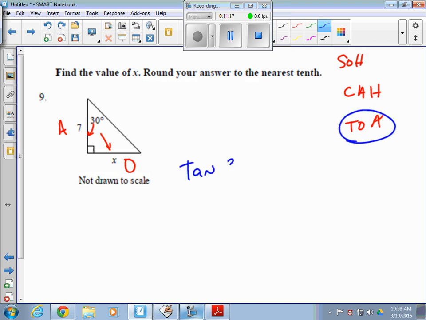Tangent of 30 equals the opposite, x, over 7. So multiply by 7 to get x by itself. So 7 times the tangent of 30 is going to give you what you need. So x's value is approximately 4.0.